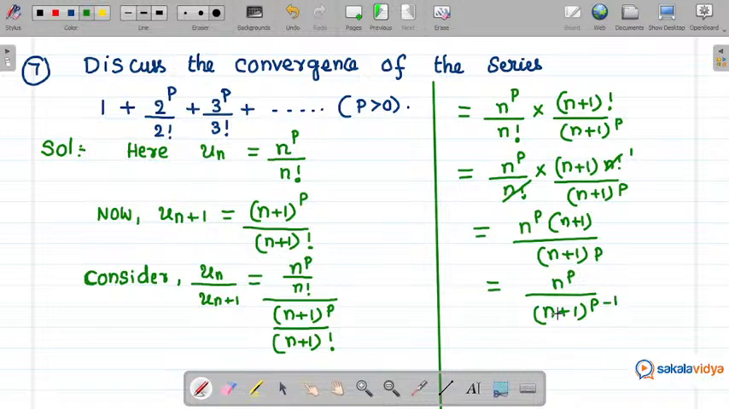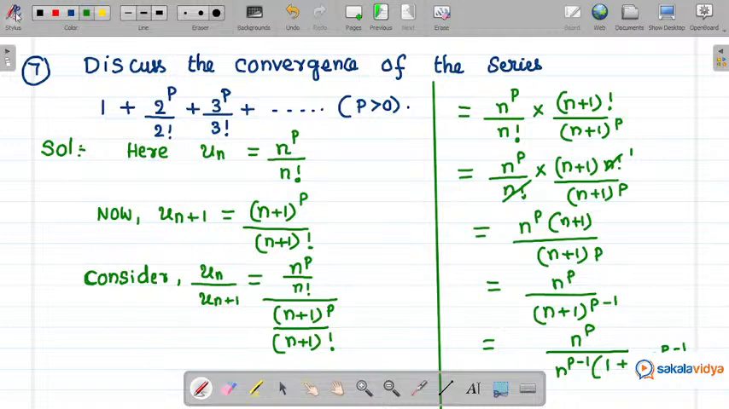Again, from n plus 1 in the denominator, n plus 1 whole to the power of p minus 1, take n common out, that is n to the power of p minus 1. So n to the power of p divided by n to the power of p minus 1 times 1 plus 1 by n whole to the power of p minus 1. Again n to the power of p by n to the power of p minus 1 is a to the power of m minus n: p minus of p minus 1, p minus p plus 1, p gets cancelled, it becomes n itself only.